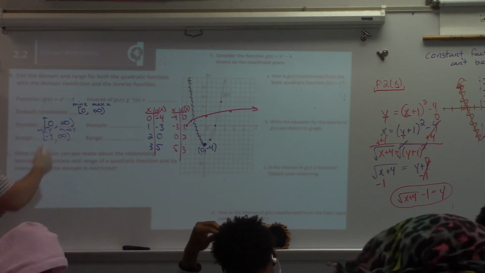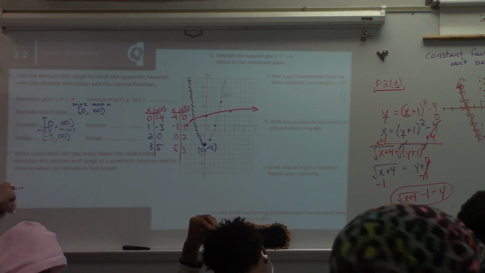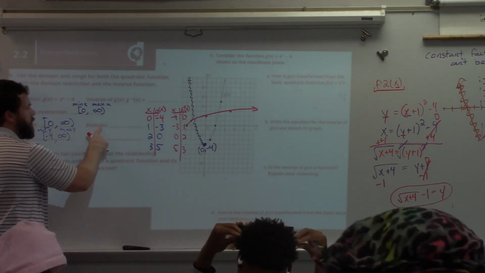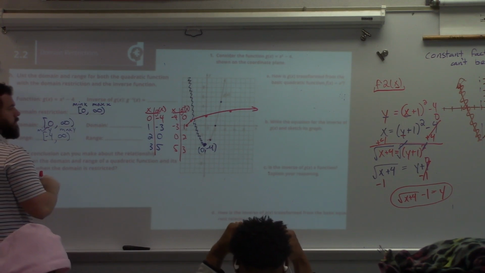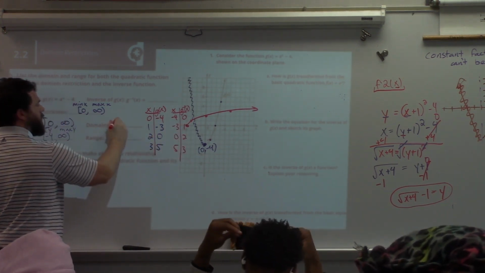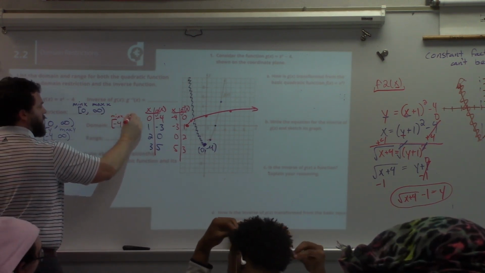It keeps going up, right? Now let's look at my inverse function. There's a really cool pattern here that I want us to see. What's the minimum x for the inverse function? The minimum x is negative 4, right? It never goes past here. It stops. And what's the maximum x? Positive infinity.